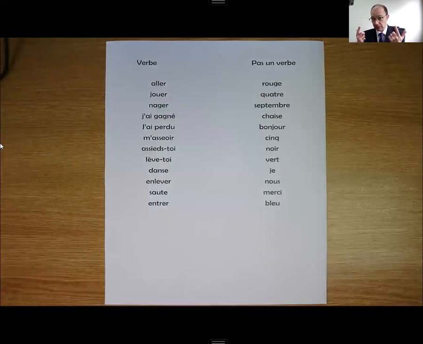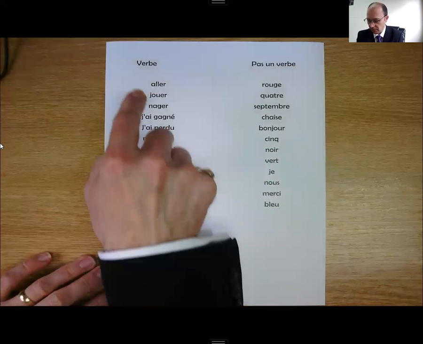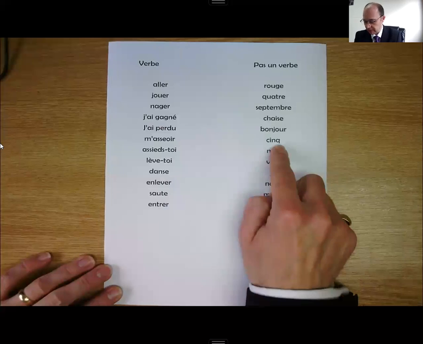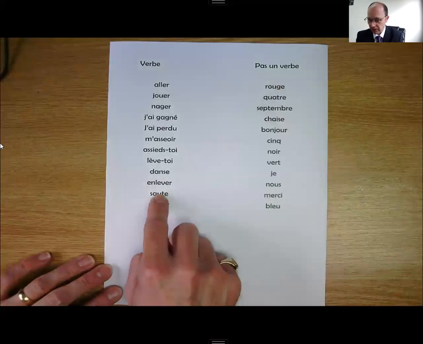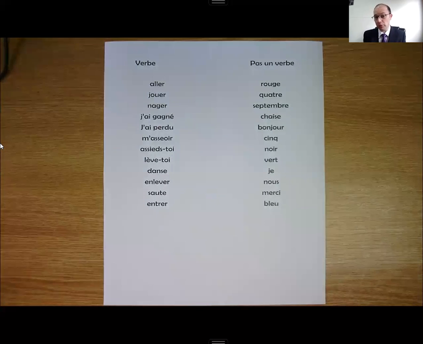One person is looking at the screen, the other person has their back to the screen, looking in the direction, and then they've got all the things to shout out. So, assieds-toi, verbe. Cinq, pas un verbe. Saute, verbe. Of course, all of these words need to be words that they all know and know really well. So it's always worth looking at the list before you put it up again with a different class, because you may not have used all of those verbs or all of that vocabulary.